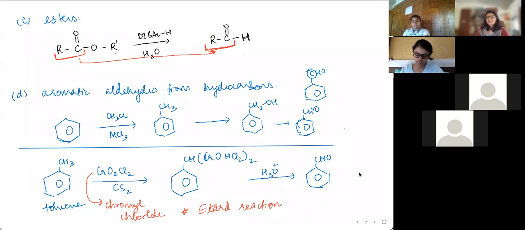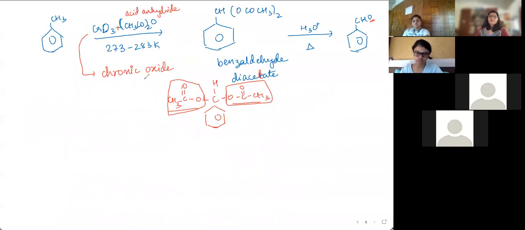For aromatic specifically, lots of ways of going through it. One direct approach you can do is convert this to toluene, convert it to alcohol, then oxidize it to get aldehyde. Preferred methods of preparation is by using chromyl chloride, in which case called Etard reaction, or you can use chromic oxide with acid anhydride. So when you get this intermediate, you get benzaldehyde.